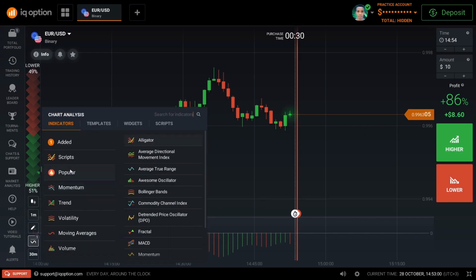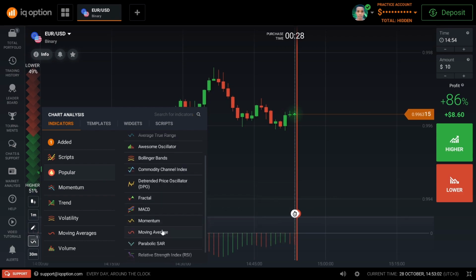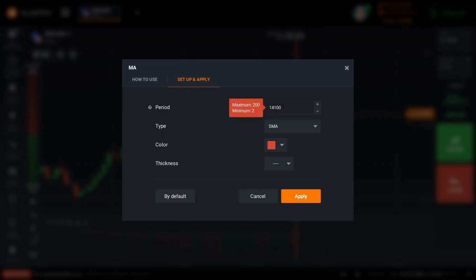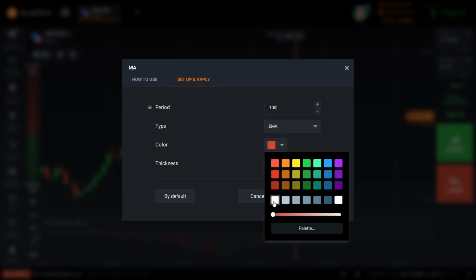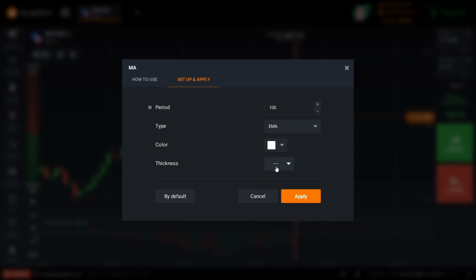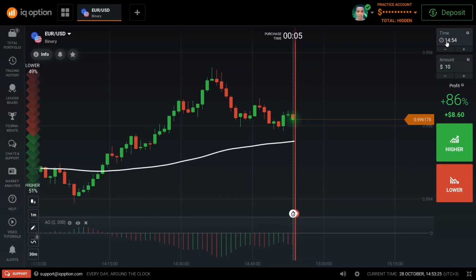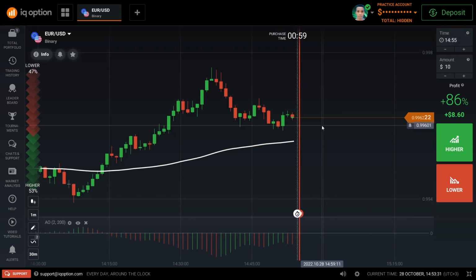Another indicator I use is the moving average, a moving average of 100. The type I use is the exponential moving average. I change the color to white, increase the thickness, and apply. The time frame I use is 1 minute. And the other settings, I think, are clear.